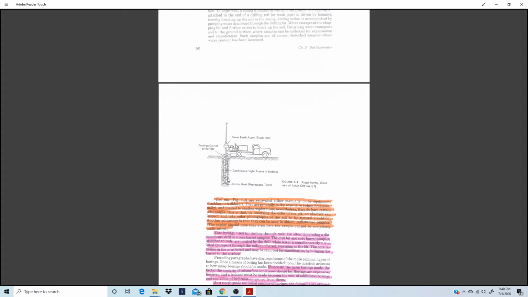So test pits are expensive, but you can dig down with a test pit with the backhoe or bulldozer. They're generally bulky, expensive.